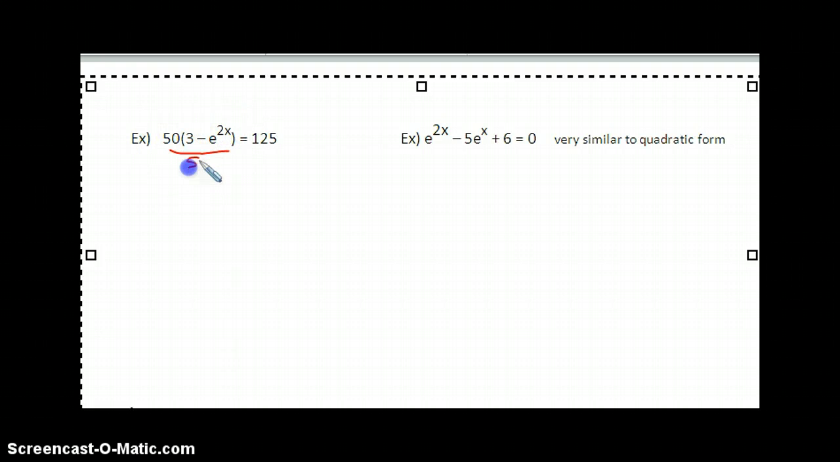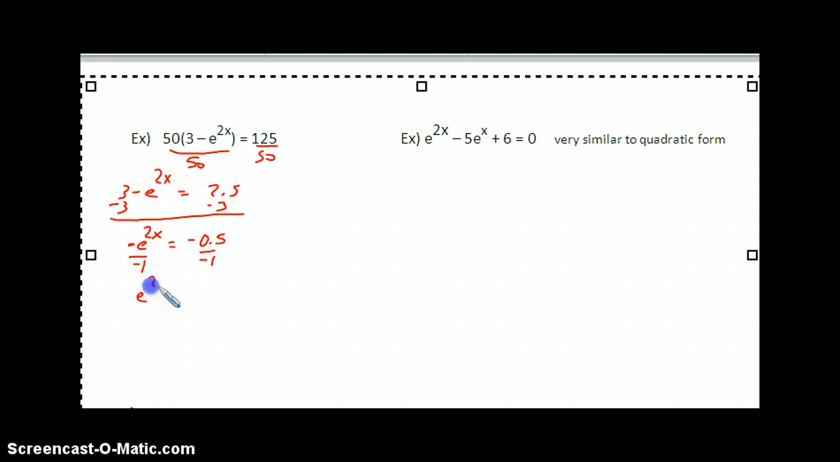So minus e raised to the 2x equals 2.5. And again, we're trying to isolate this e here, so I've got to get rid of the 3 by subtracting. So I will end up with negative e to the 2x equals negative 0.5. Got to get rid of this negative here by dividing by negative 1. So e to the 2x is equal to 0.5.